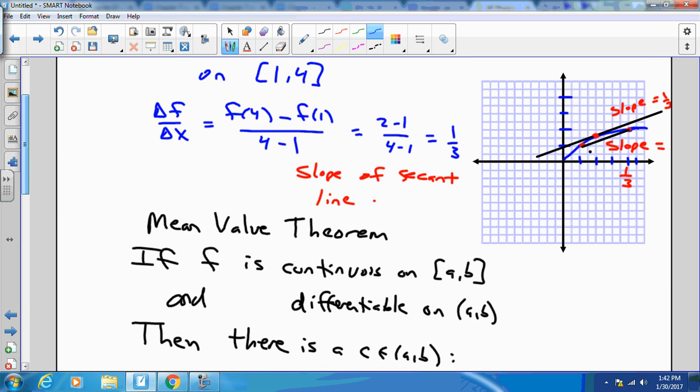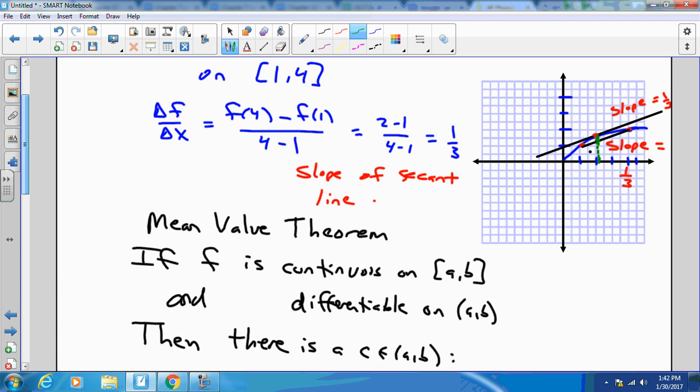And if we go back and look at our original graph right here, you can see that 9/4, which is 2 1/4, is pretty close to the original point that I drew right there, where my tangent slope was equal to my secant slope.